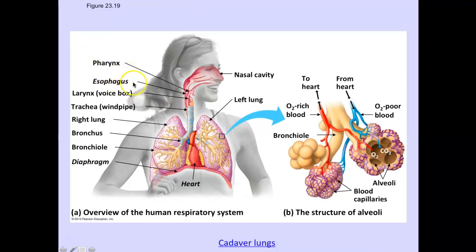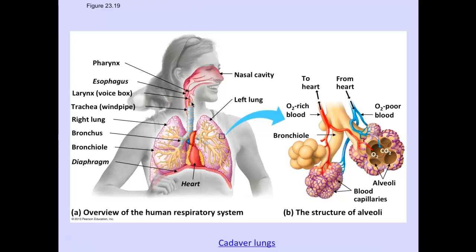Then you're going to have a larynx. Larynx is known as your voice box. You see these two little bulges there. That's your vocal cords. Okay, so your respiratory system is responsible for making your voice, and the cartilaginous structure that holds your vocal cords right here is called the larynx.